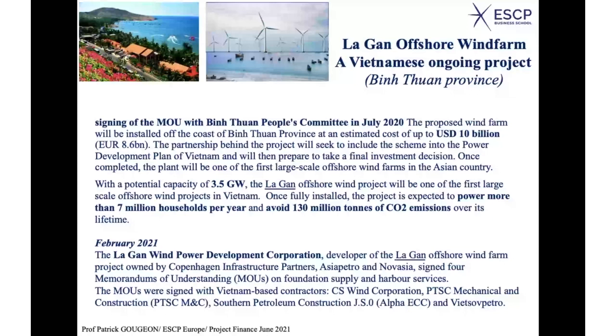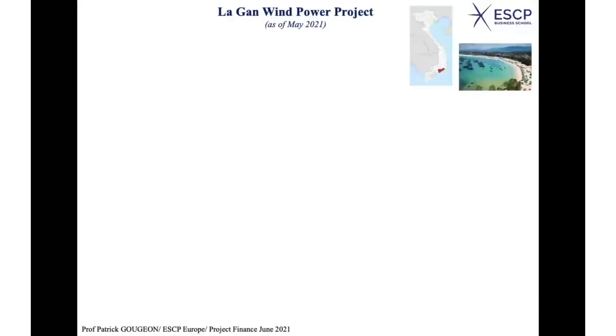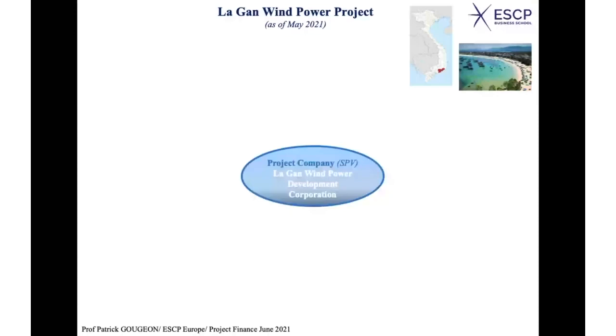So the MOU were signed with Vietnamese-based contractors: CS Wind Corporation, PTSC Mechanical and Construction, Southern Petroleum Construction, and Vietso Petro. So if you want to describe the project more precisely, using a graph similar to what we have used before, you start with, at the center, the project company. Its name is Legan Wind Power Development Corporation.